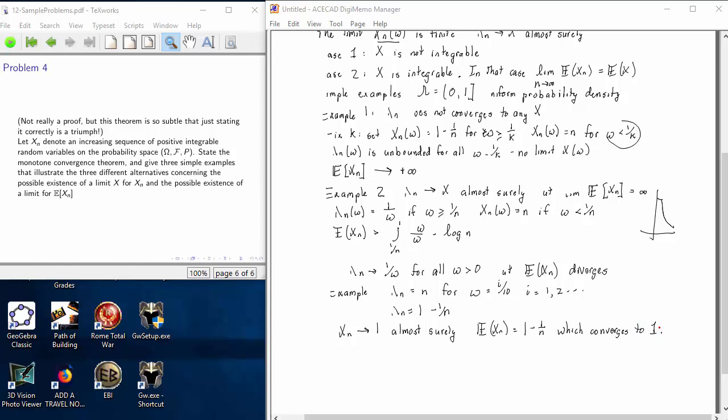My opinion is that this theorem is as hard to state as most theorems are to prove. So if you understand this much about it, you're doing pretty well.